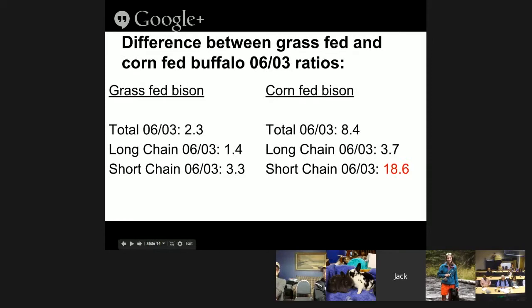The difference between grass-fed and corn-fed buffalo of the omega-6 and omega-3 ratios was that with the short chain, the one that's important, the corn-fed was about 6 times higher, which made it way unhealthy. The total was 2.3 for grass-fed, and the corn-fed was 8.4. The grass-fed long chain was 1.4, and the corn-fed bison long chain was 3.7.